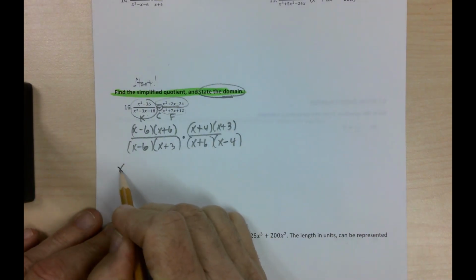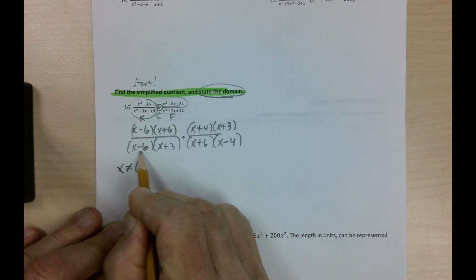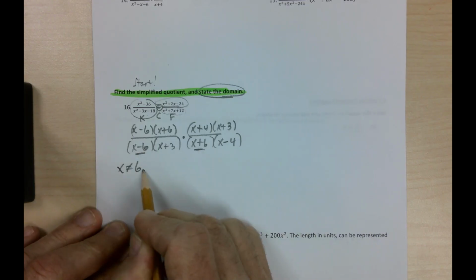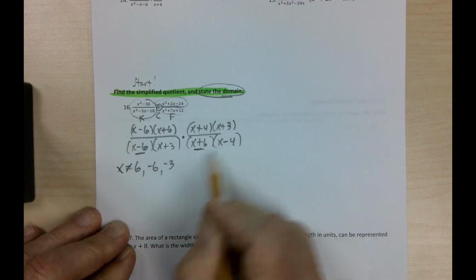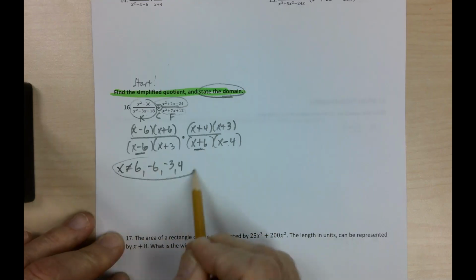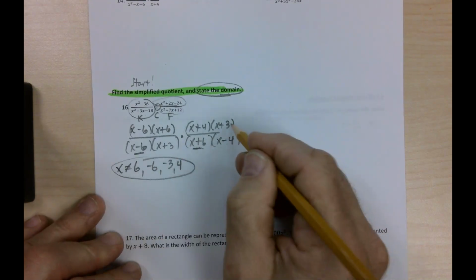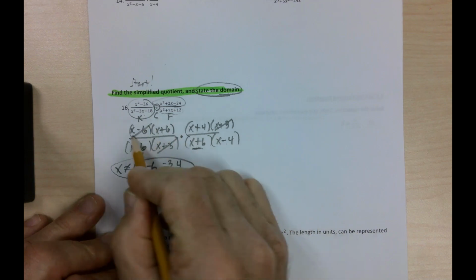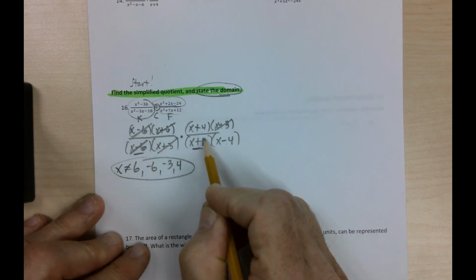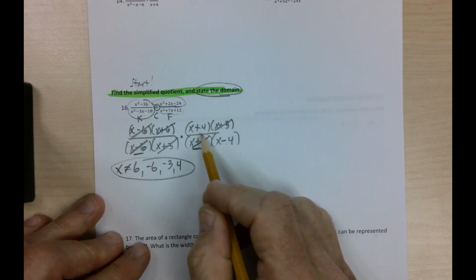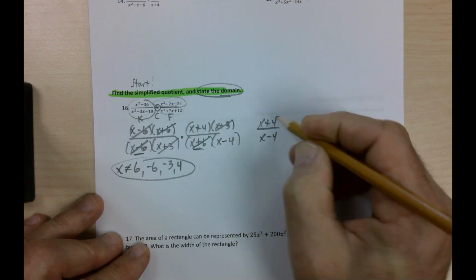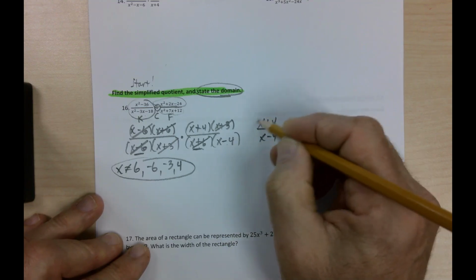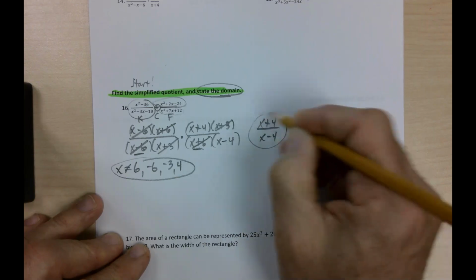So we can see that x cannot be 6 from here, and negative 6 from this one, negative 3 from that one, and positive 4 from that one. That's our domain. And now we get to start hacking out stuff, and that's it. So we're left with x plus 4 all over x minus 4. You can't keep hacking those because they're connected by addition and subtraction. So there you go.